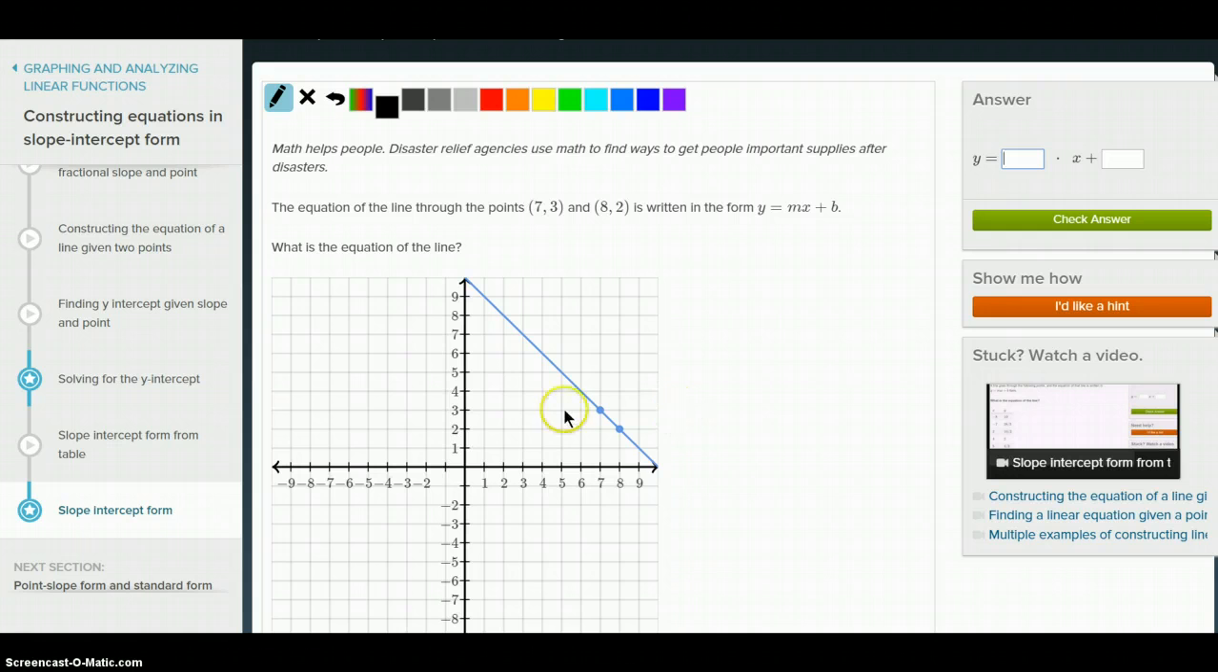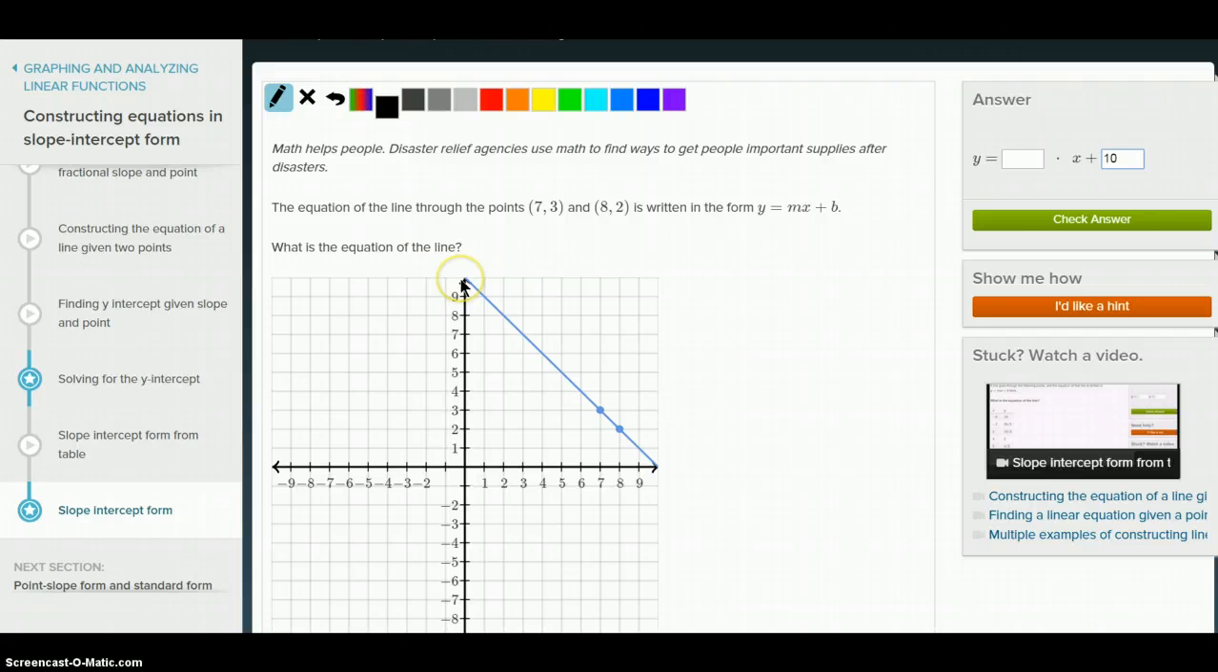Alright, so this is pretty easy. This one we actually have a line here, so we don't even have to do the math. I'll show you a quick little trick. So let's start with the b value. So when x equals 0, what does y equal? That's going to be the y-intercept. So if we go up here, we see that when x is 0, y is going to be equal to 10. So we know that the y-intercept is 10.